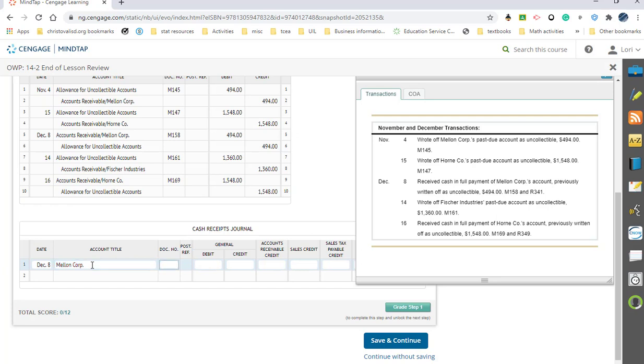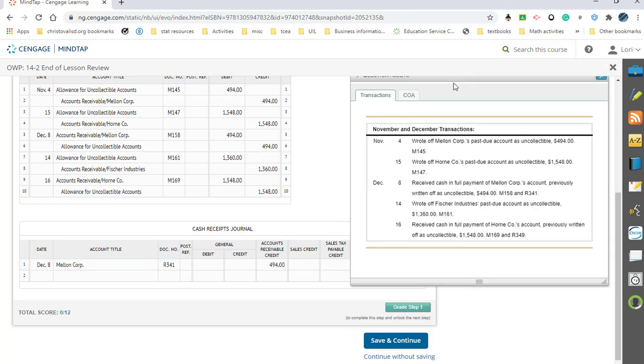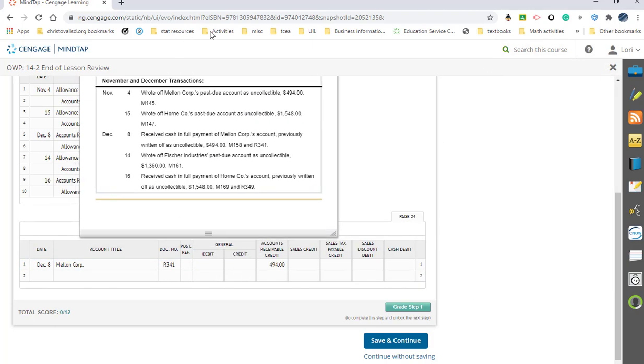And the document number is going to be your receipt because we're doing the cash payments journal, 341. And we receive an accounts payable credit of 494. And then we have a cash debit of 494.